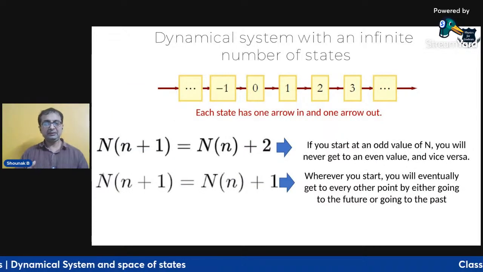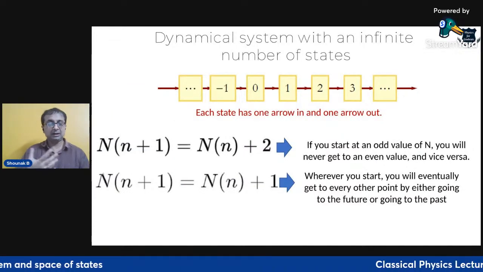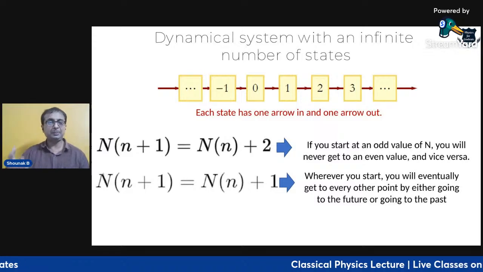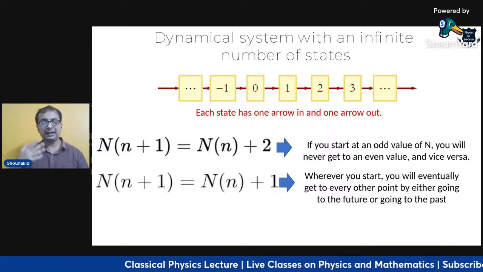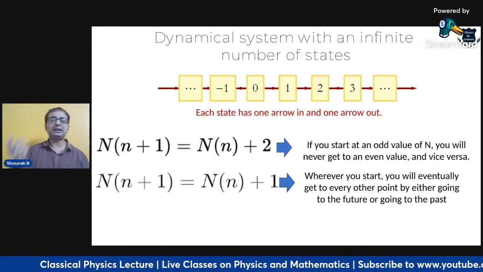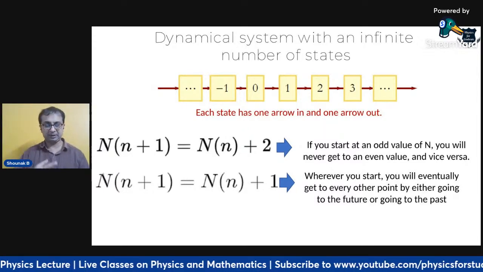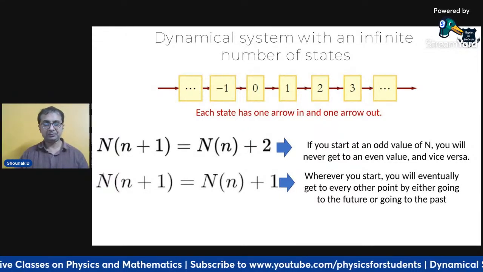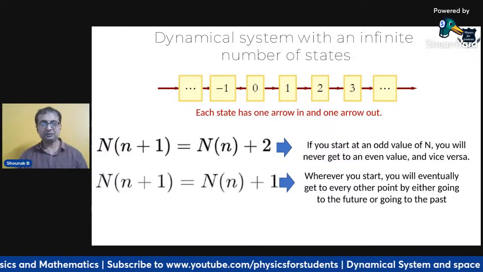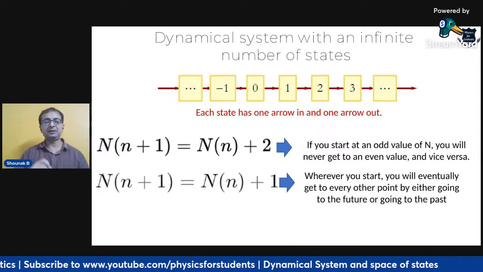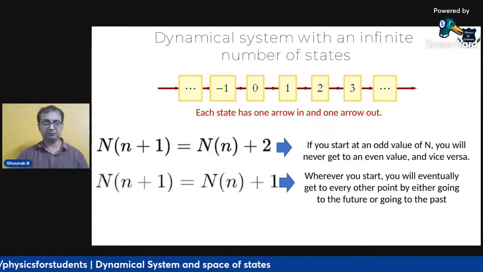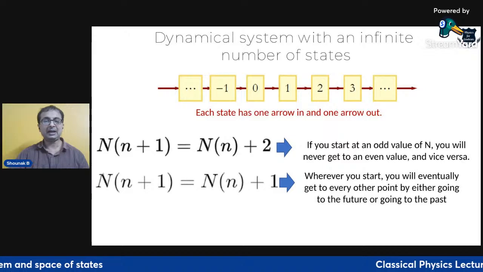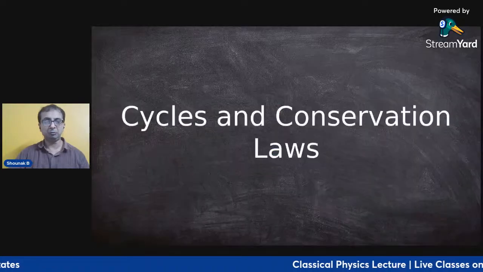So now you see, if I get an equation, again, I'm quantitatively defining that n plus 1 equals n plus 2. That means if you start at any odd value, you will never get to any even value, and vice versa. With an even value, you never get to odd. But on the second equation, wherever you start, you will eventually get to every other point by either going to the past or going to the future. And remember, this is allowed because one arrow is going in and another arrow is going out.